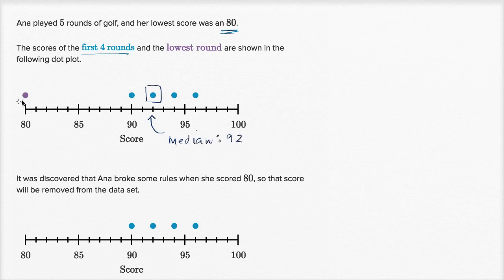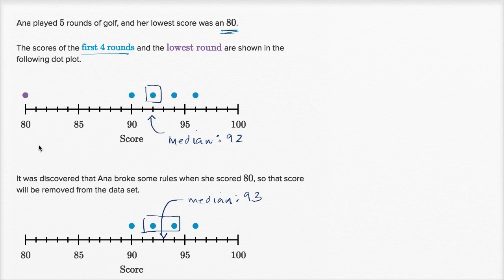And what's the median once you remove this? Now you only have 4 data points. When you're trying to find the median of an even number of numbers, you look at the middle 2 numbers. So that's a 92 and a 94. And then you take the average of them. You go halfway between them to figure out the median. The median over here is going to be halfway between 92 and 94, which is 93. So the median is 93.